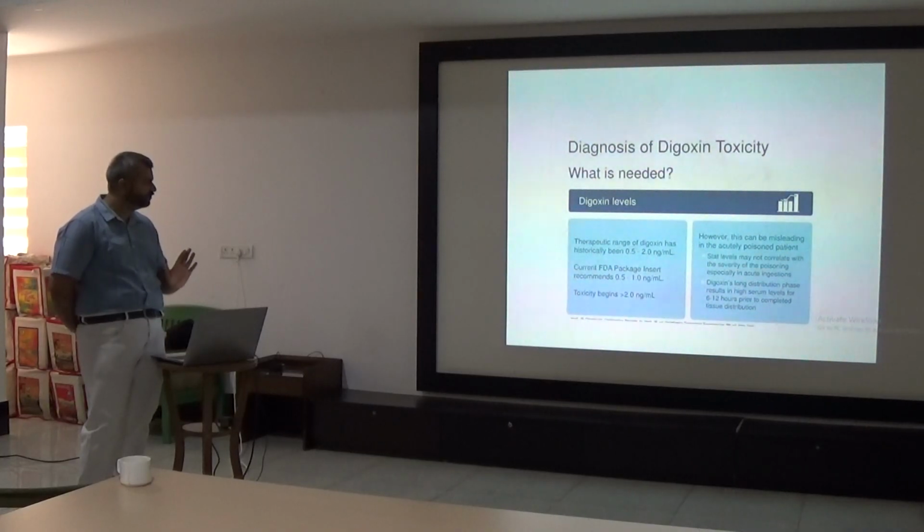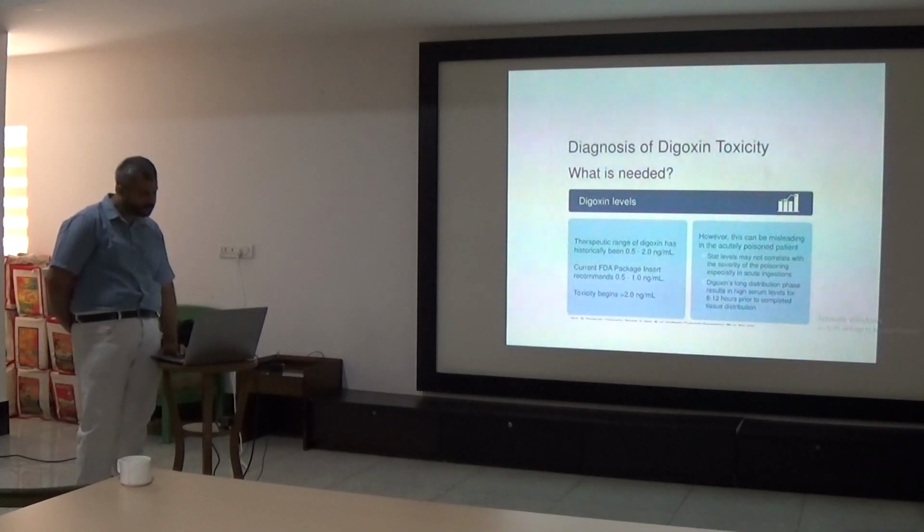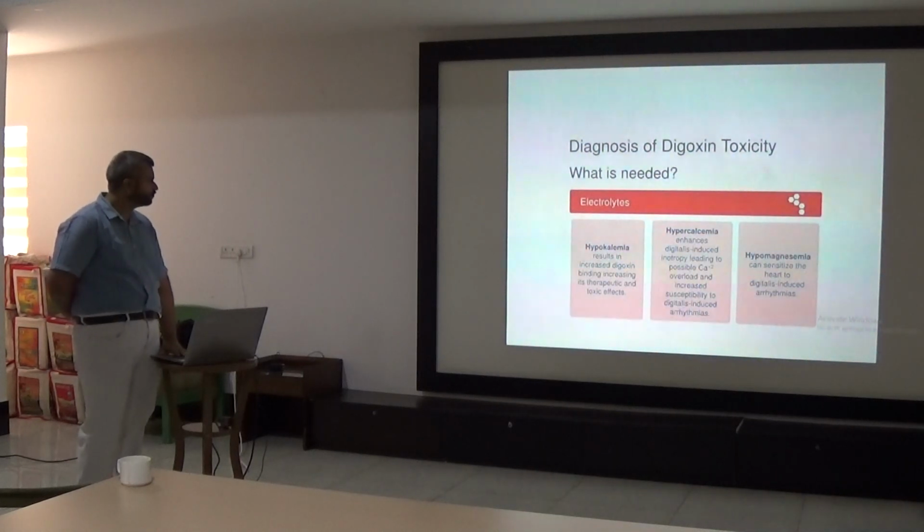We can have a patient with 0.9 or less nanogram per ml of Digoxin in blood who comes with Digoxin toxicity, maybe even mild to moderate. But that is still possible. Again, we need to look out for electrolyte imbalances, hypokalemia, that causes Digoxin toxicity.